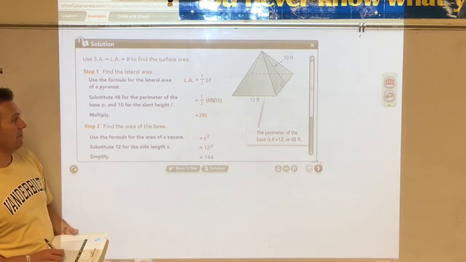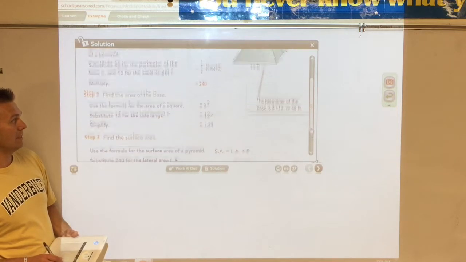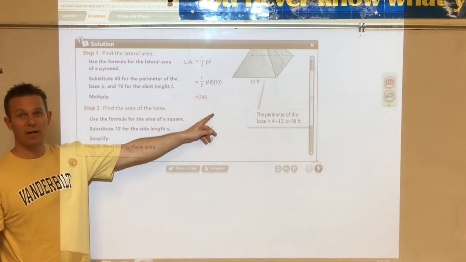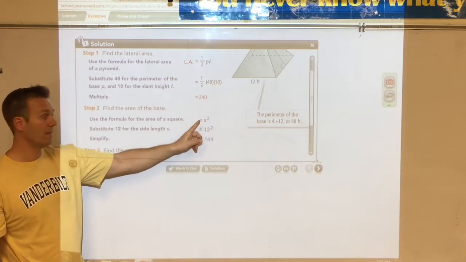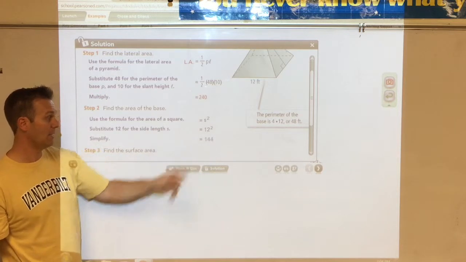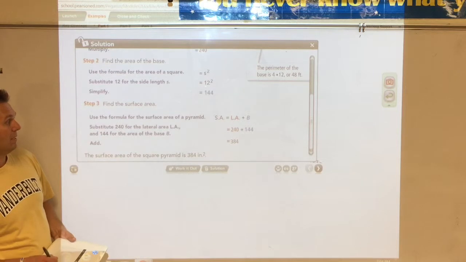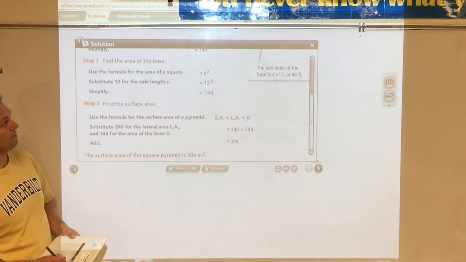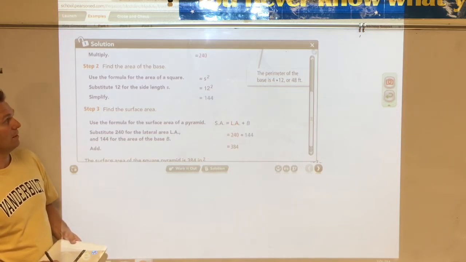Then the second step is find the area of the base. So the area of the base, because it's a square, it's a 12 by 12 base, so S squared, and if it was a rectangle, it would be length times width, but since it's a square, it's S squared. 12 times 12 is 144. So now you have to find the surface area by just adding the 2 together, 384, okay? You can pause and make sure that they're getting the notes down, and go from there.